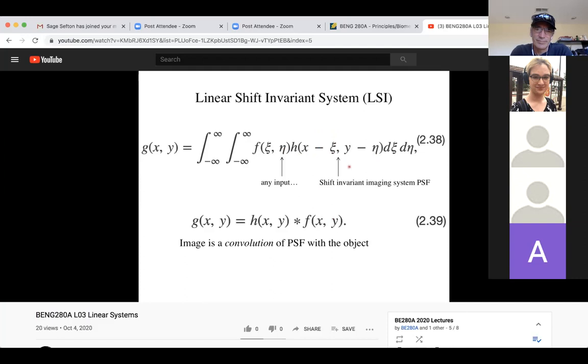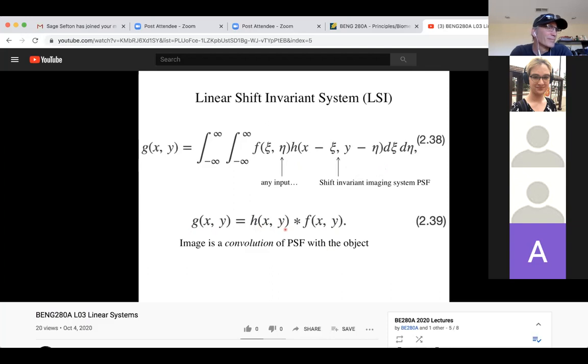And the great thing about that is if that is true, then this is true. And this means that your image is purely just the convolution of your object with the point spread function. So that's a really simple thing to do, right? You can do that in microseconds in MATLAB, just whoop, and you're done.